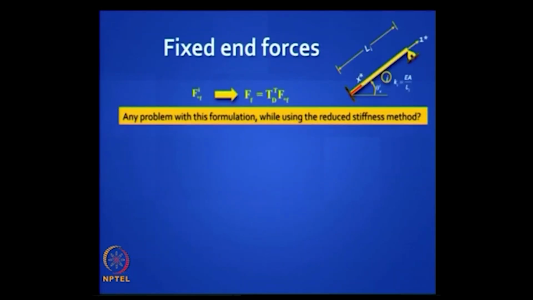Next, if you have intermediate loads or say lack of fit or a temperature effect that you need to take care of in a truss or an axial element, we have to do this transpose. Remember we did this in the conventional stiffness method. Now the question I want to ask you is, can we do the same thing in the reduced element stiffness formulation, or is there a problem?